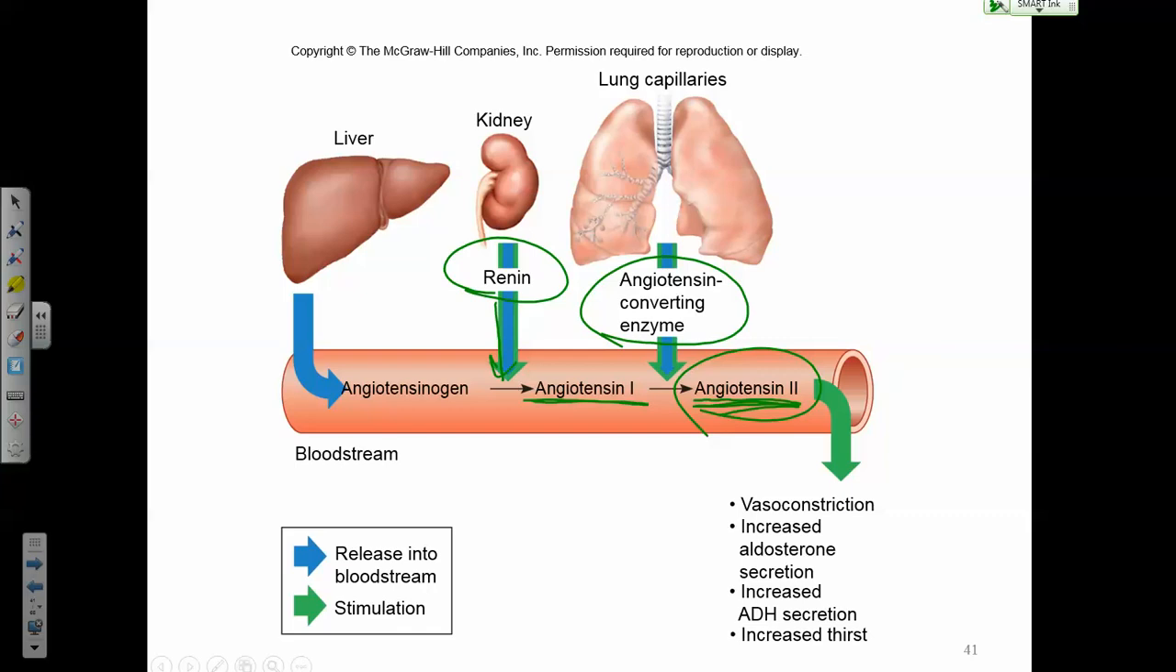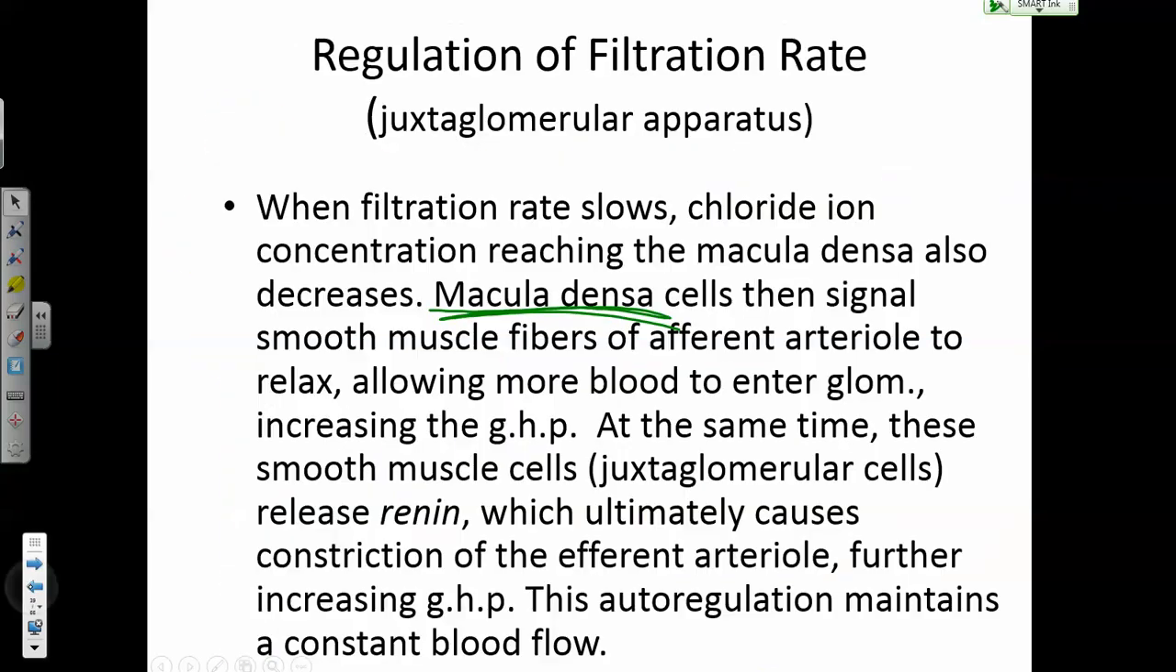Angiotensin 2 does other things too, and your book tells you all that. You don't have to know that for the test. But one of the blood vessels that constricts is the efferent arteriole. So in your notes, it tells you that renin basically causes the efferent arteriole to constrict. So afferent dilates, efferent constricts, which ups your glomerular hydrostatic pressure.